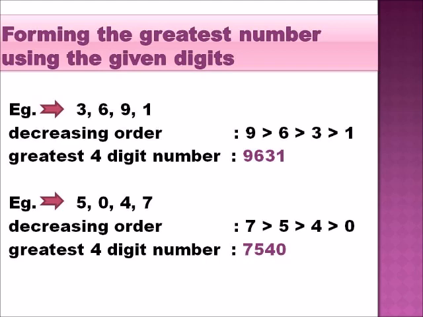Then we have example 6. Here we have digits like 5, 0, 4 and 7. Now let's arrange them in decreasing order. 7 is greater than 5, 5 is greater than 4, 4 is greater than 0. So therefore the greatest 4-digit number will be 7540.